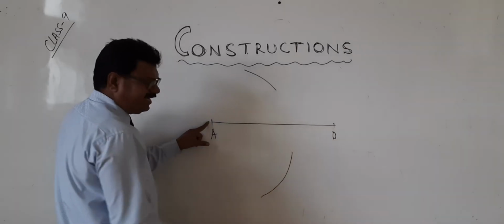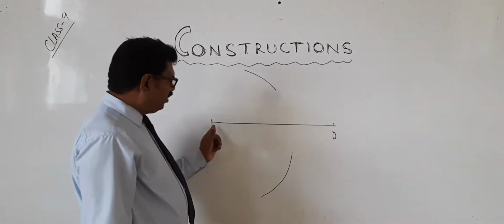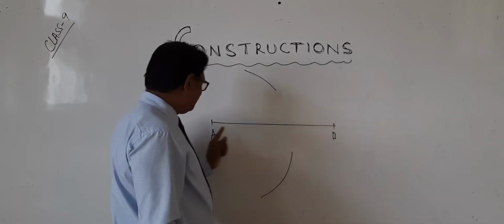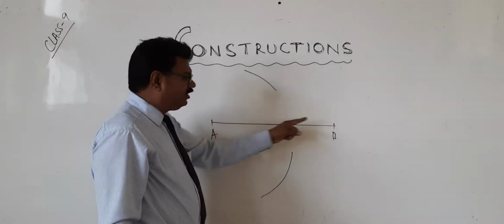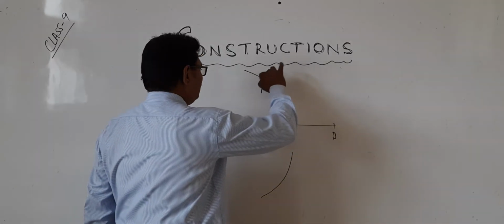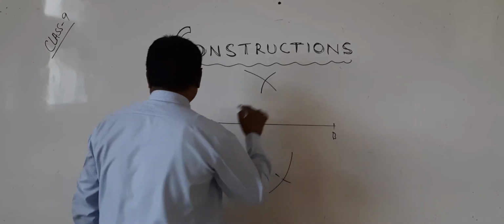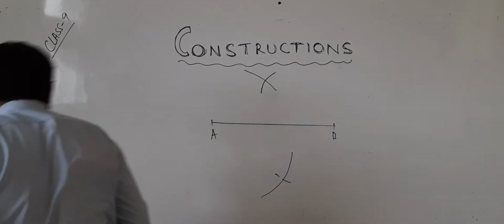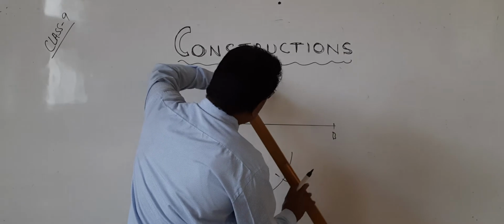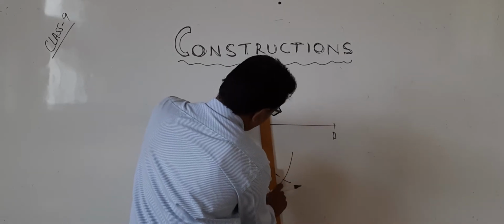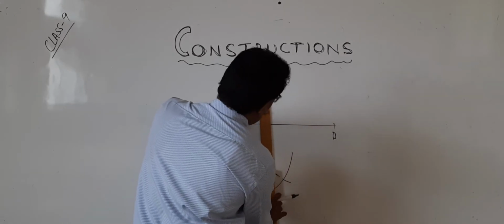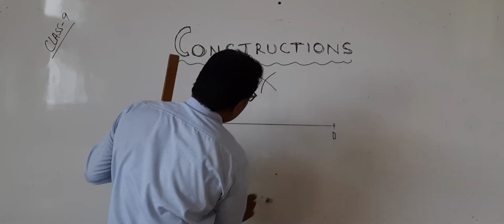Repeat the same thing. Now change the side. First you kept on A, now you keep on B and do the same thing. Then you join the line. That's all. When you join the line, 100%, this will be the perpendicular line. So approximately, yes.